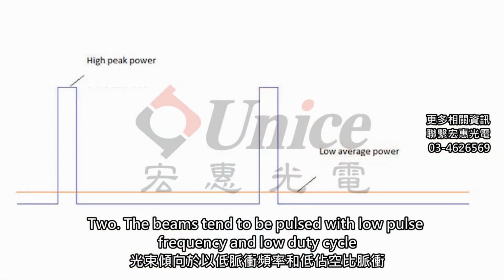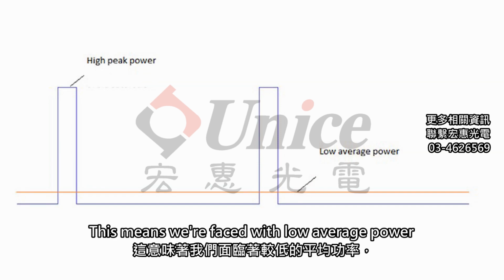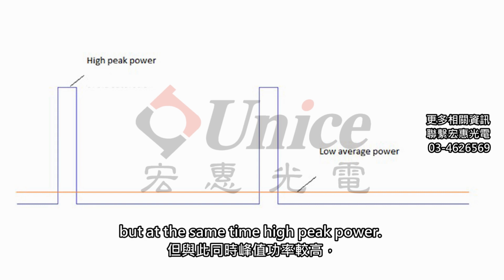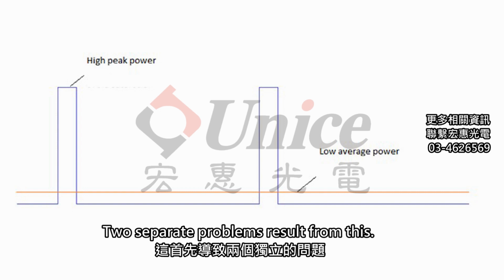2. The beams tend to be pulsed, with low pulse frequency and low duty cycle. This means we're faced with low average power, but at the same time high peak power. Two separate problems result from this.